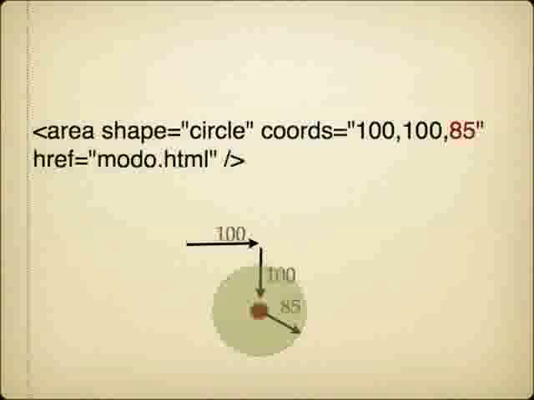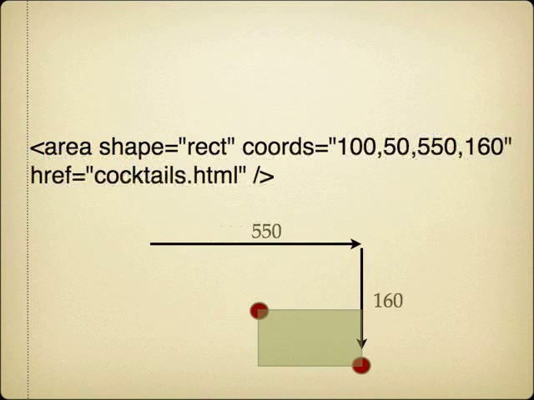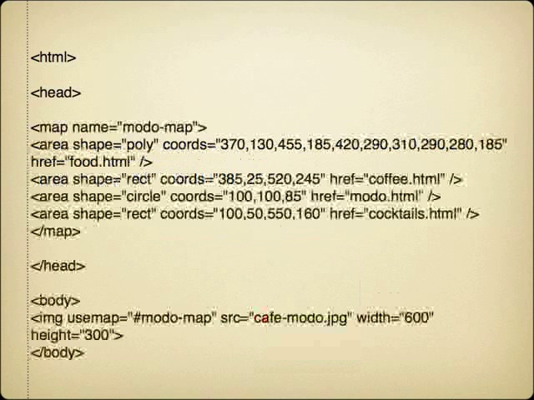A circle only uses 3 numbers. The first 2 numbers are the coordinates of the center of the circle, and the third number is the radius of the circle. And then a rectangle uses 4 numbers. It's got 2 points and 2 numbers for each point. So let's add this polygon to the image map and see what it looks like.